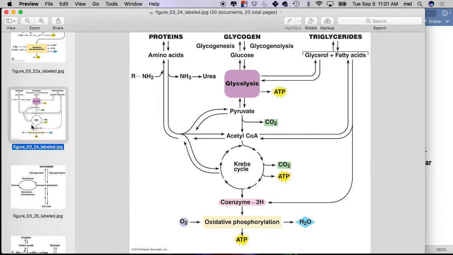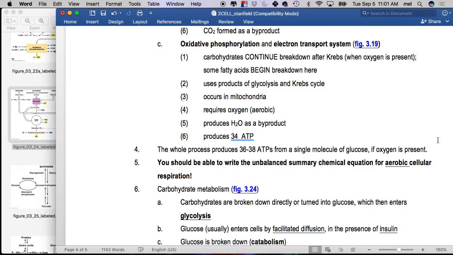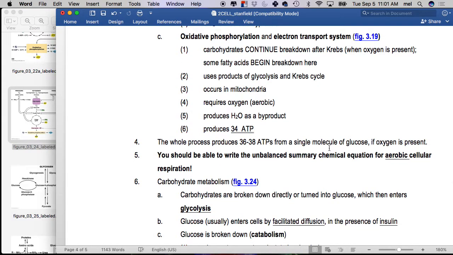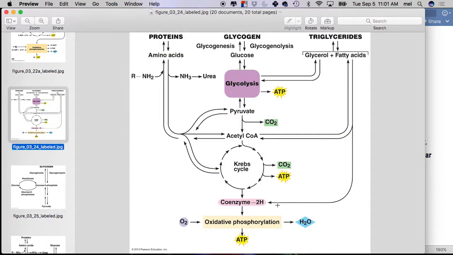And here's the impressive part. The reason you try to do all of this is because by the time you get finished with OXPHOS, OXPHOS generates 34 ATPs. That's why you have to go through all this crap. So you have to get to that intermediate product so that you can send it through oxidative phosphorylation.